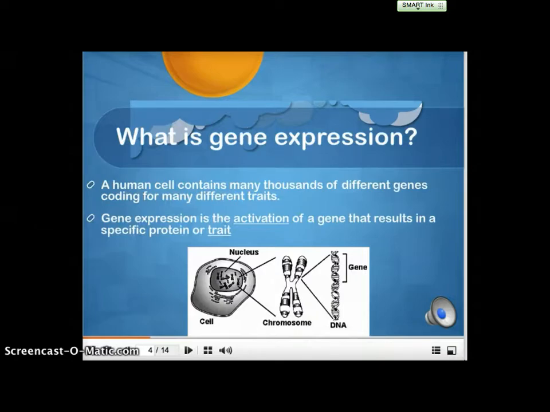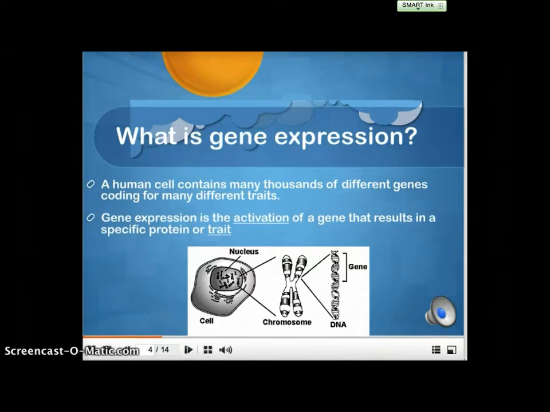What is gene expression? A human cell contains many thousands of different genes coding for many different traits. Gene expression is the activation of a gene that results in a specific protein or trait. You can see that same picture where there's a bit of a gene made up of DNA that goes onto a chromosome, which is found in the nucleus of the cell.